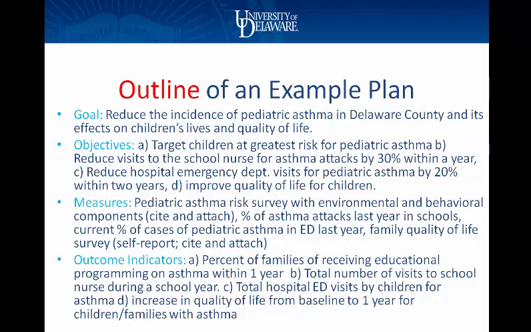Measures. You have to make sure, if you're specific, that you're measuring the right thing. Pediatric Asthma Risk Survey. That's going to include environmental, so where they live, what they're breathing, what chemicals are around them, what companies are around them, what is their socioeconomic status. And it also measures behavioral components. So what do their parents know about asthma? What do the children therefore know about asthma? How are they managing it? What are they doing to reduce their risk? You would cite and attach both of those surveys.